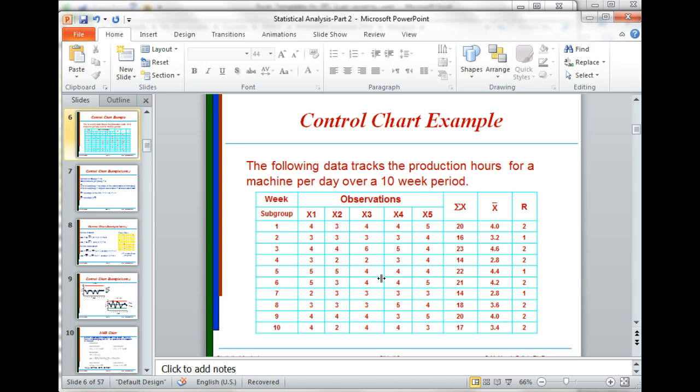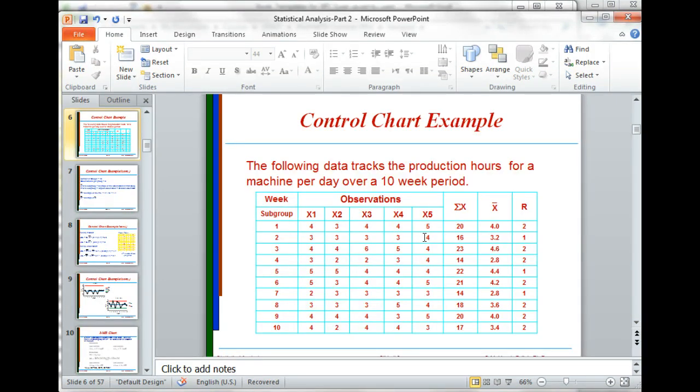So let's say that in the following data we're tracking production hours for a particular machine, and here's week 1, 2, 3, 4 up to 10 weeks, and Monday, Tuesday, Wednesday, Thursday, and Friday. So I've got 5 data points in each of these groups. In other words, if you looked at all the data together, you go from here all the way to the end of the 10th week, so 50 data points.